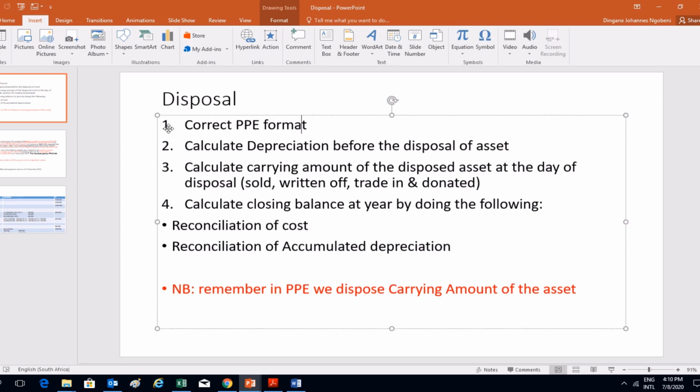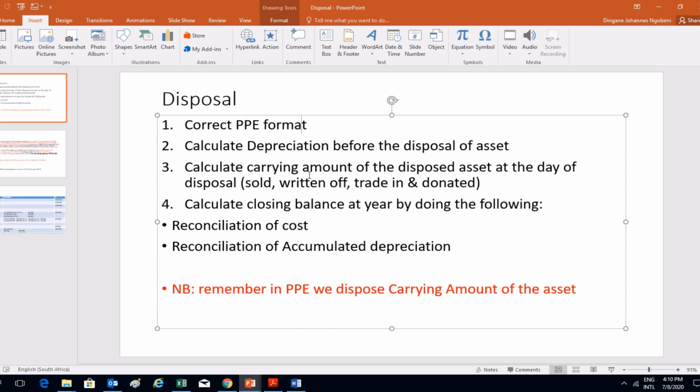And also, the second thing that you need to do is calculate depreciation before the disposal of an asset. It means the year that we dispose an asset, we must calculate depreciation. Mostly it will be partial, sometimes it will be the whole year. But this depreciation is the first thing that we must calculate. The second thing, we must calculate the carrying amount of the disposal at the date of disposal. Remember, when we dispose, we want the carrying amount.